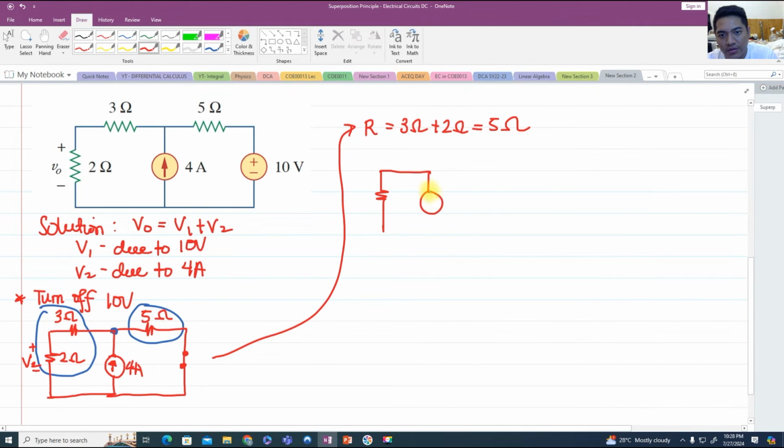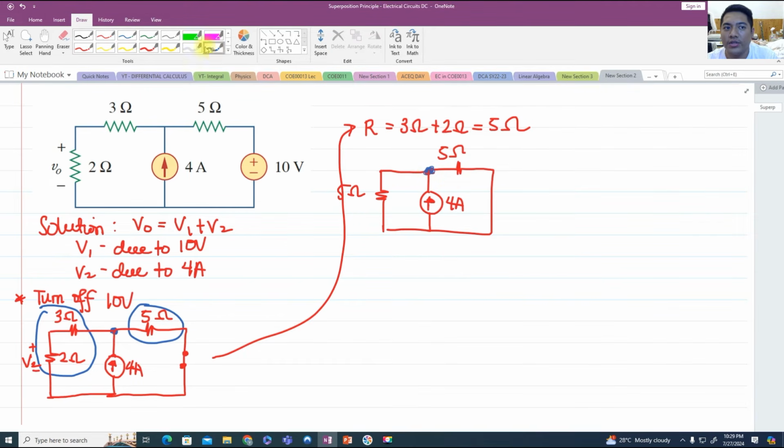So in the middle, you have what? A 4 ampere source, and then you also have the 5 ohms here and the 5 ohms here. So these two are connected in parallel. Okay, these are connected in parallel. So this is simply current division again. If you do current division, it's pretty obvious that the answer is 2 amperes.